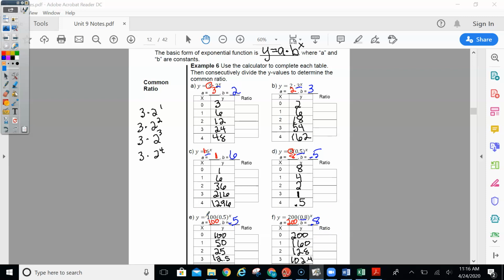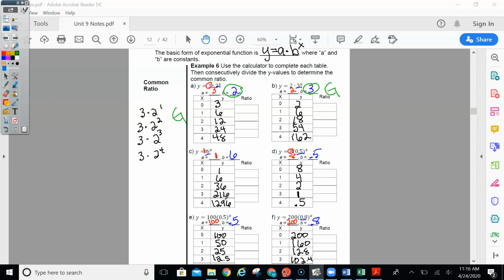Now before we start trying to figure out the A and the B, if you look at them, we can already say if it's growth or decay. So here, since the base is more than 1, and these are going up, this is a growth. This one, these are going up, the base is more than 1, so you always look at the base. This one's a growth as well.